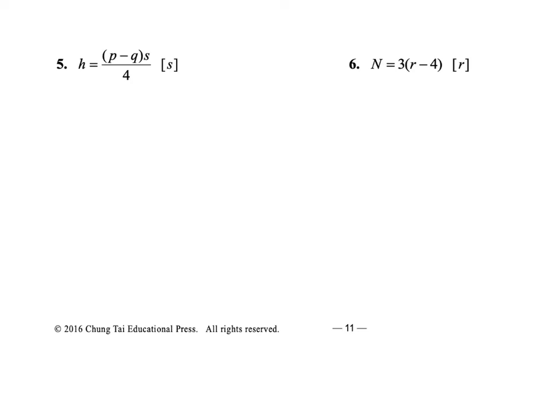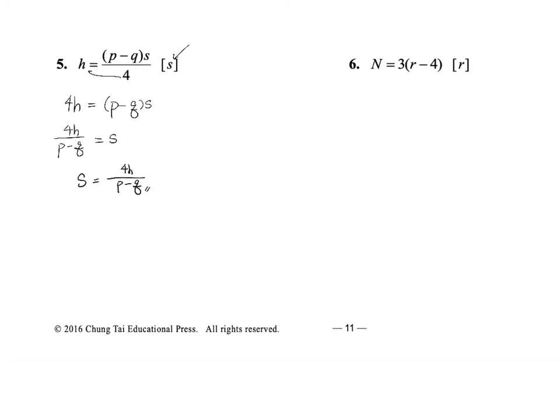Then for this one, you are going to have s to be the subject, so maybe you can put the 4 to another side first. So you have 4h equals to (p minus q) times s, and then actually 4h divided by (p minus q) equals to s. That is not done yet. You have to reverse the order like this to complete the work.